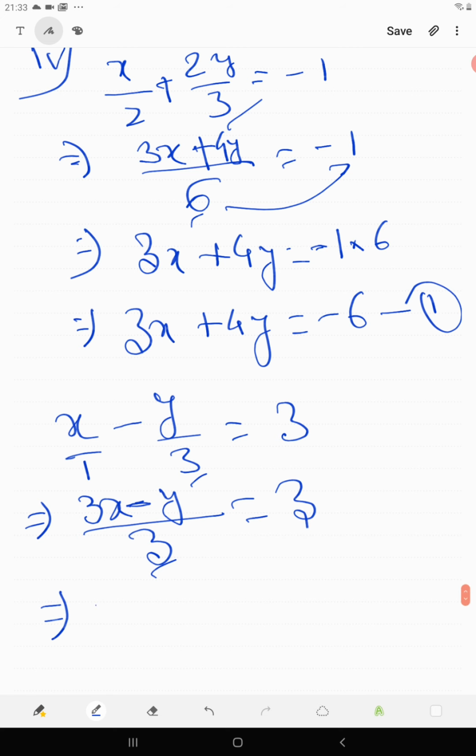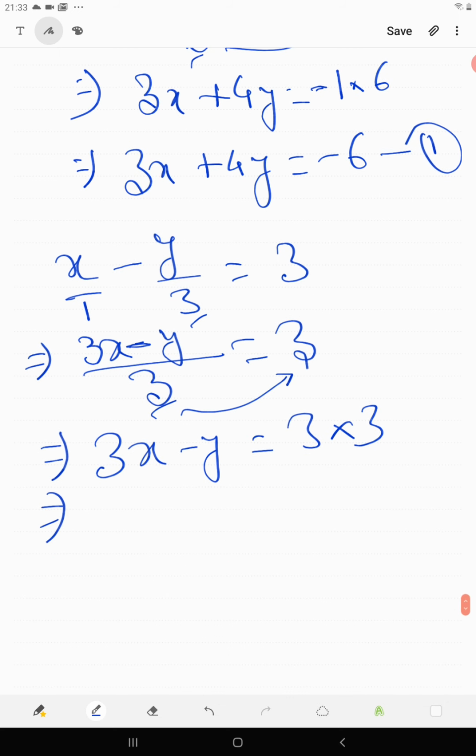So what we are getting is, now this 3 will go to the right hand side and get multiplied, because 3 is dividing on the left hand side. So it will become multiplication on the right hand side. So 3x minus y equals 3 into 3. Correct? So this simplifies to 3x minus y equals 9. This is our equation 2.